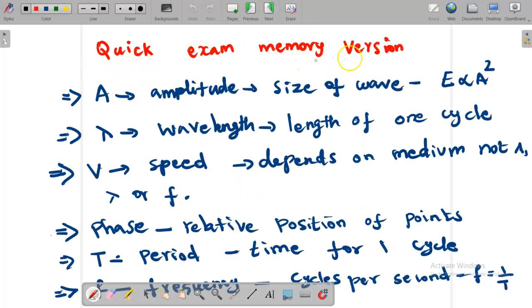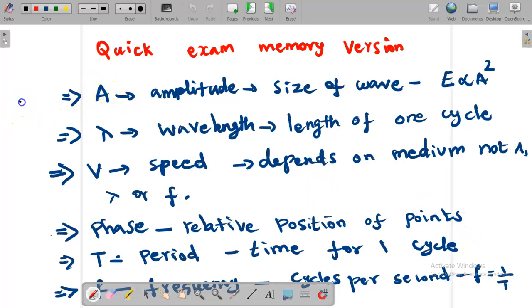Quick exam memory version. Amplitude, size of the wave. Wavelength, length of one cycle. Speed, depends on the medium, not on wavelength, amplitude or frequency. Phase, relative position of points. Period, time for one cycle. Frequency, cycles per second.